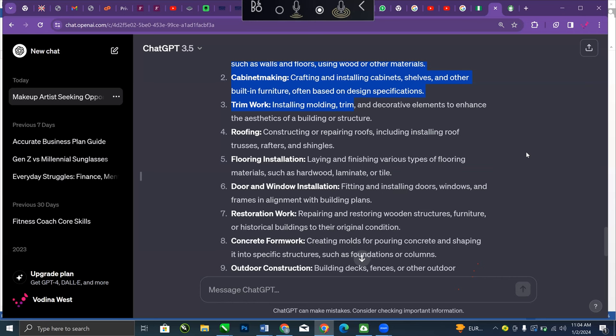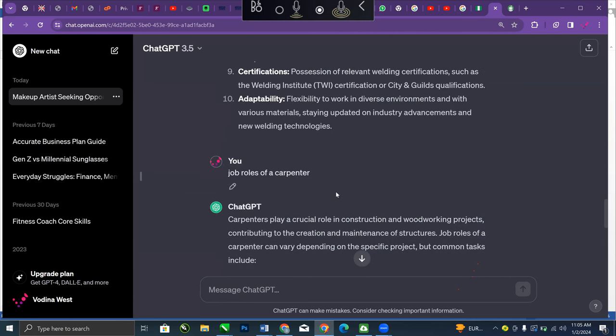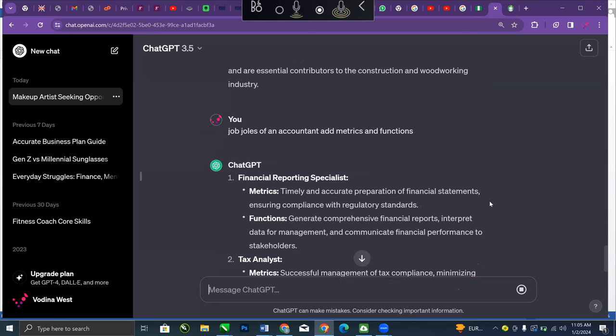There is nobody in any industry that will not see something that resonates with what you're already doing. So if I say, job roles of an accountant, for example, let me go a little bit professional: job roles of an accountant, add metrics and functions. I'm just giving you examples of the prompts you should be using for your search.